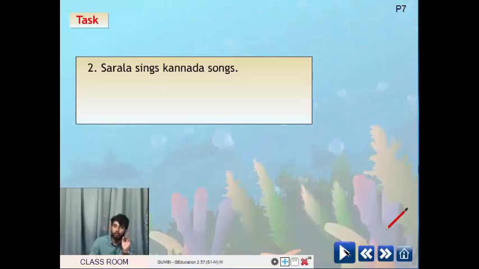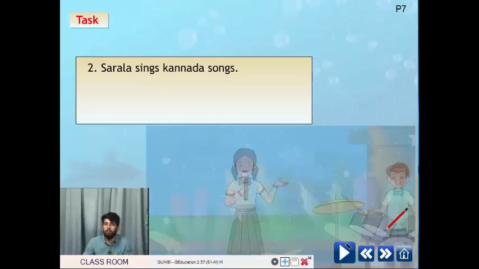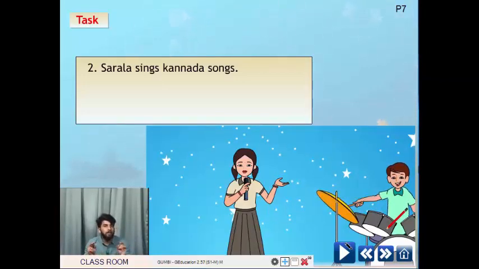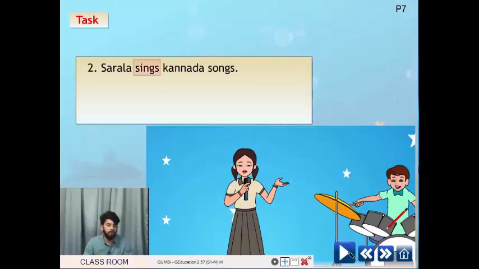Yes, you could find only one verb there. So tell me, Sarala sings Kannada songs. Is this a simple or a compound sentence? Do you find any two different sentences here? You could see only one sentence. There is only one verb and one subject. So this is a simple sentence.